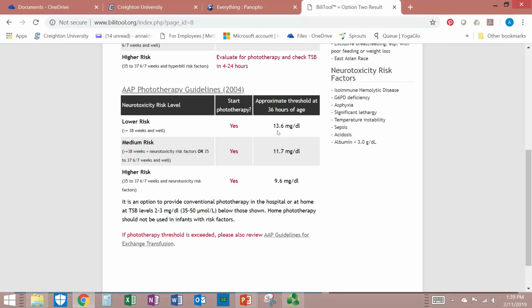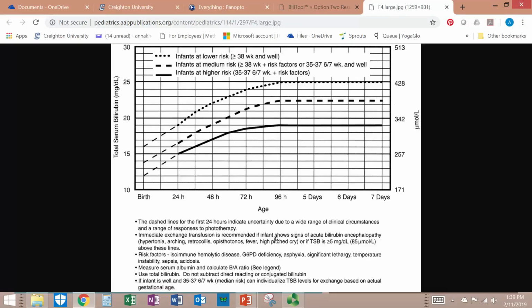So their light level is 13.6, and we've got a light level of 16. We've got our bilirubin level of 16. So then it even red flags it down here for you. It wants you to look at these exchange transfusion recommendations. So we will click on that. So we're 36 hours old, and we said that our bili is 16. So we are right there.